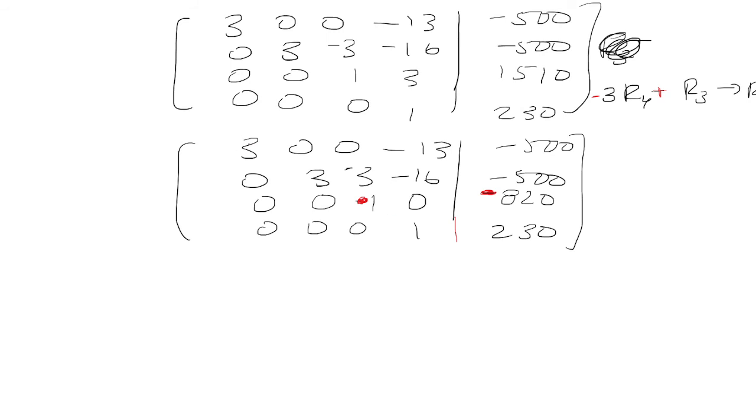This one we need to divide by 3, and this one we need to divide by 3 and also get rid of these two. So we're going to do 3 times row 3 added to row 2. That's going to be my new row 2.